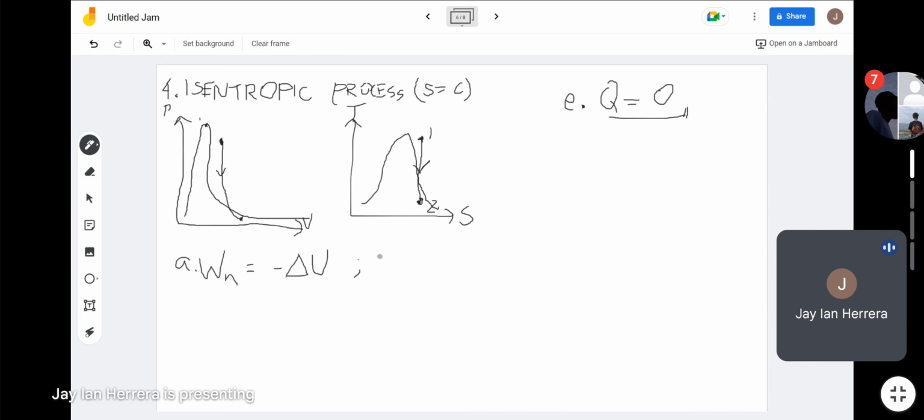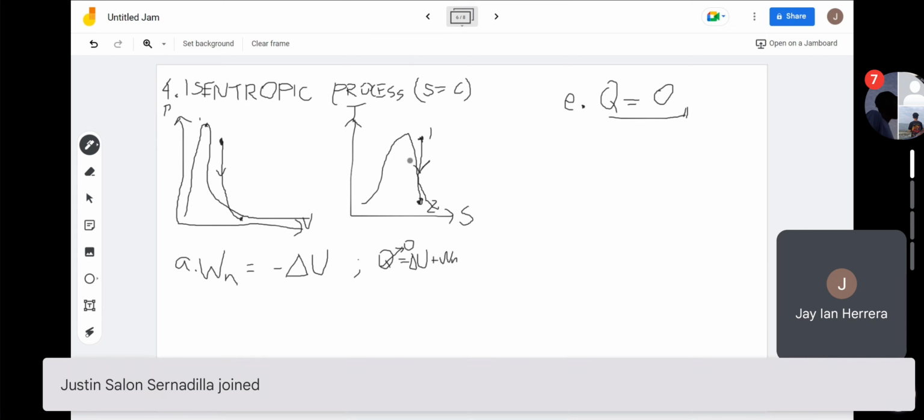So, galing lang din yan sa Q is equivalent to delta U plus work done flow. Okay. So, but since this is 0, transpose lang natin si delta U. Kaya naging negative delta U. Yun yung value ng ating work done flow.